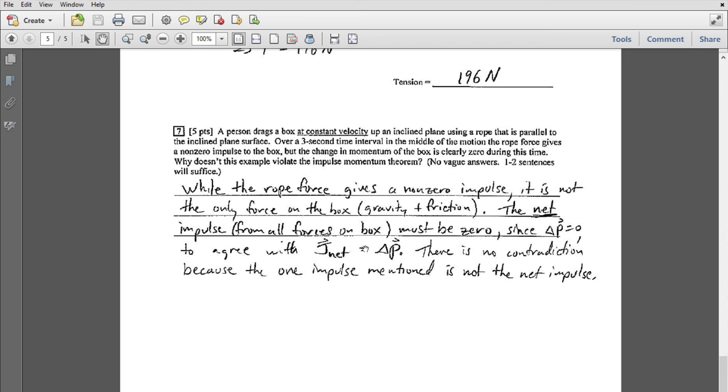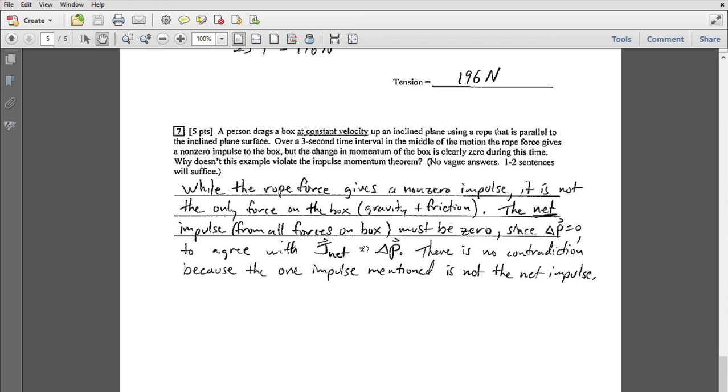Finally, a person drags a box at constant velocity up an inclined plane using a rope that is parallel to the inclined plane surface. Over a 3-second time interval in the middle of the motion, the rope force gives a non-zero impulse to the box, but the change in momentum of the box is clearly 0 during this time. Why doesn't this example violate the impulse momentum theorem?